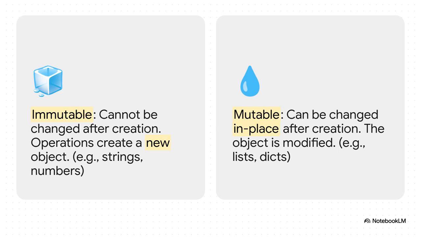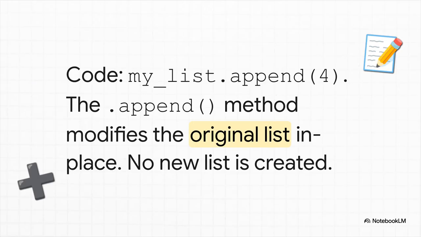Immutable means that once it's created, it can never, ever be changed. Anytime you think you're changing it, you're actually creating a brand new object. Mutable, on the other hand, means you can change it directly, right there in place. Lists are the classic example of something that's mutable. So our label myList is pointing to a list object.